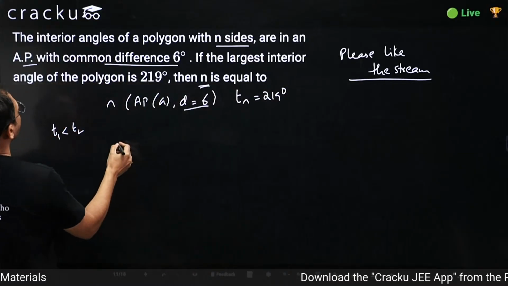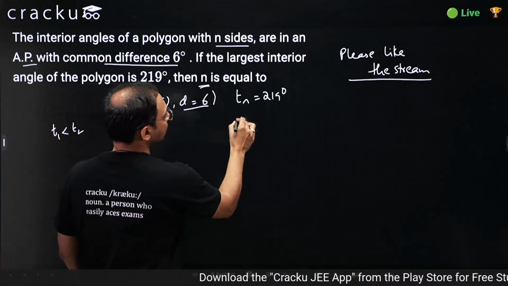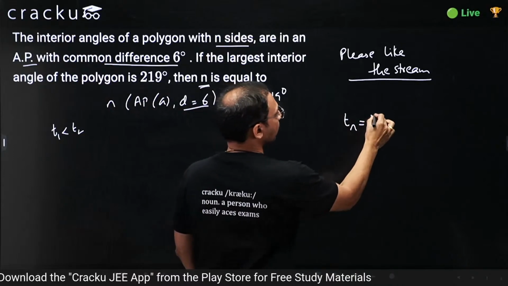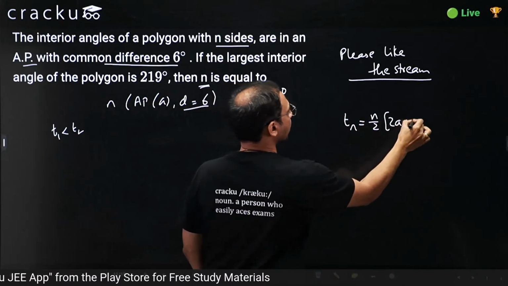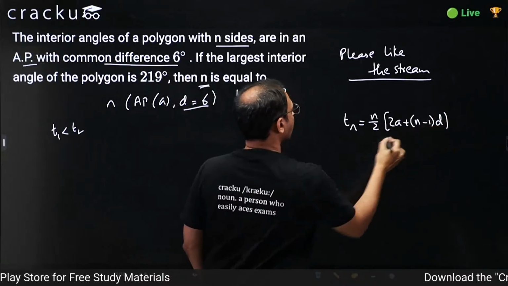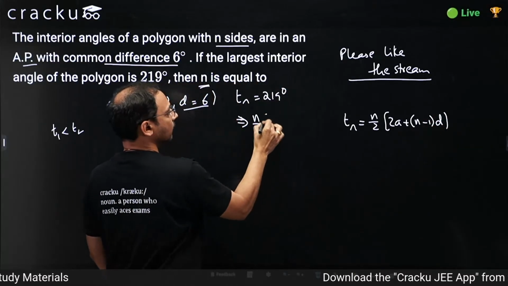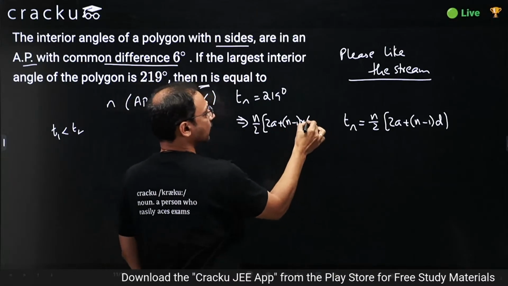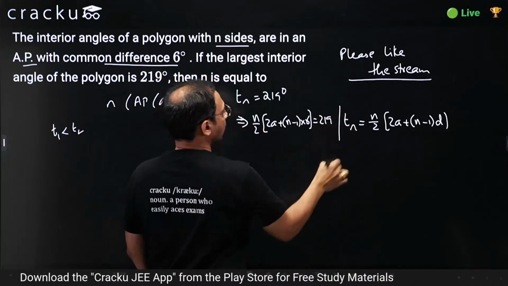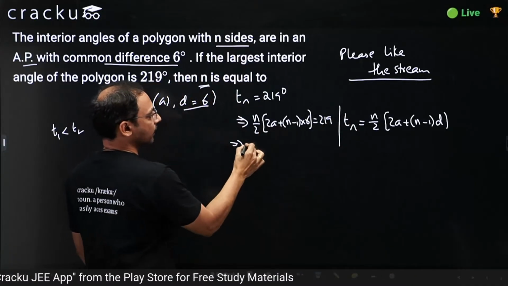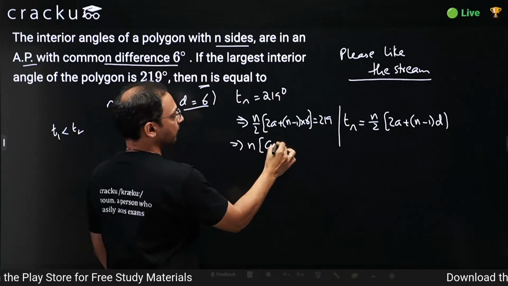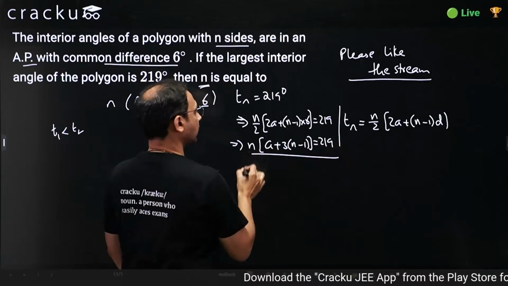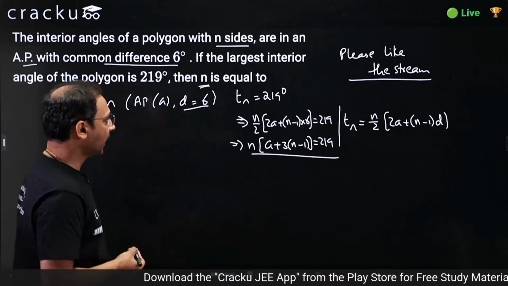So here we have two conditions. Nth term formula we can use, our general term formula, a plus n minus 1 into d. So I'll use that and I'll equate it to 219. Here d is 6, so I'll put 6 here. There is a slight cancellation of 2 here. I see a 2 common factor. So I'll get a plus 3 into n minus 1 is equal to 219.